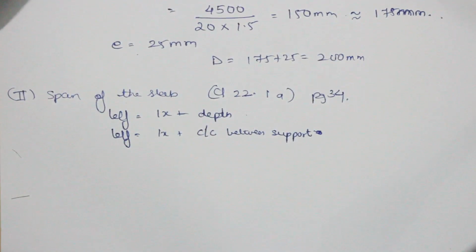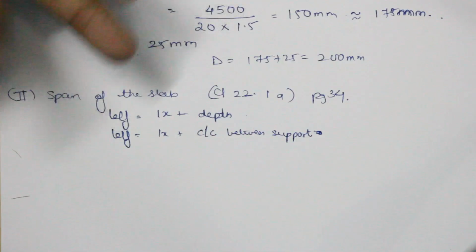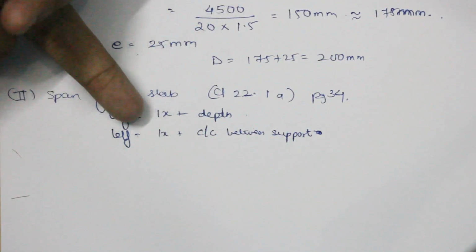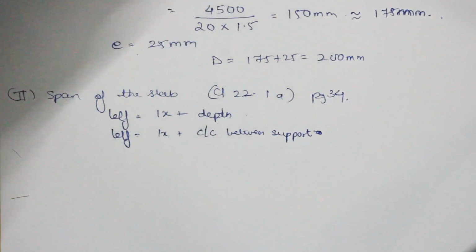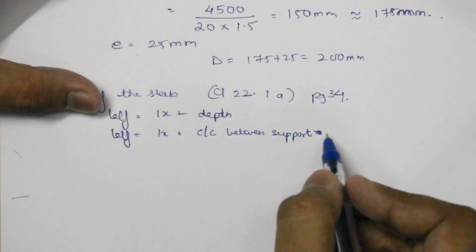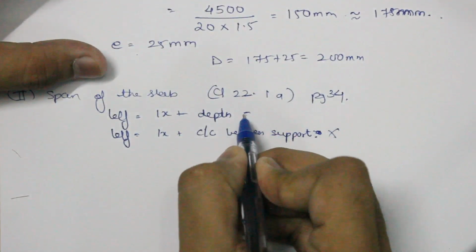Now the second step is to calculate the effective span of the slab. It is based on the provision given in clause number 22.1a on page number 34 of the IS code, and there are basically two conditions. The first condition is the shorter span of the slab plus the effective depth, and the second condition is the shorter span of the slab plus half of the support distance from both the sides. So the support size is not given to us, so we will ignore this part. We will only see this.